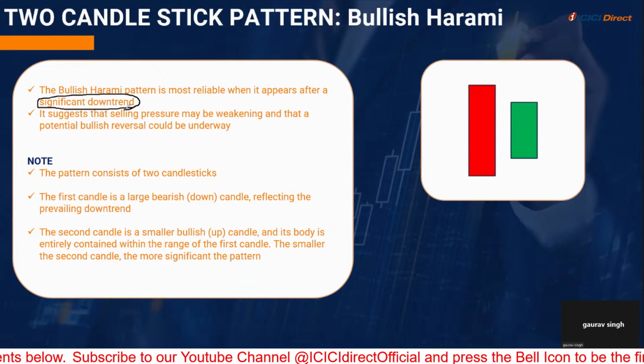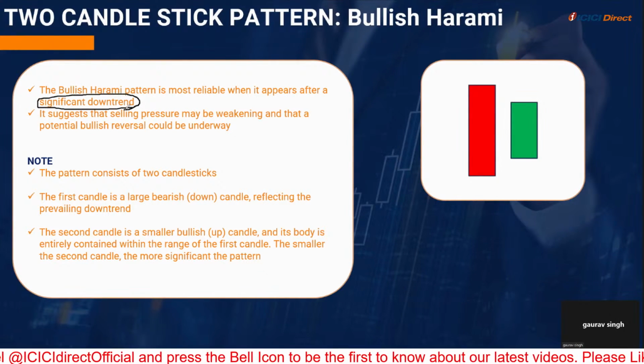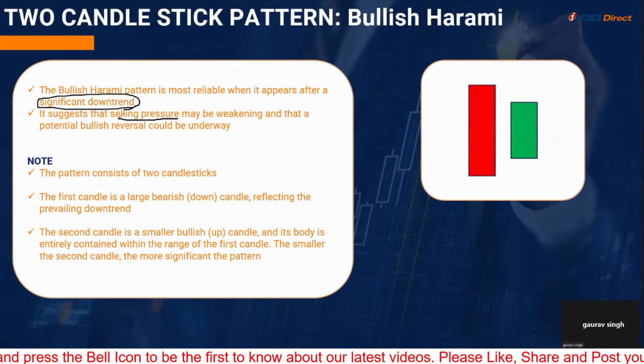It cannot happen that 2-3 candles are red and then we can terminate it as a downtrend. No, at least 10-15 candles should be considered, which indicates that it has been falling. The way Nifty was falling from 18,600 all the way to 15,000-ish level, that is when we say there is a significant downtrend in the market. So bullish Harami is formed at the bottom of a significant downtrend. What does it suggest? It suggests that the selling pressure in the market is weakening, and there is a potential reversal that can come in.